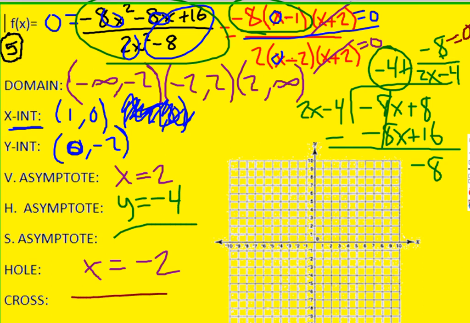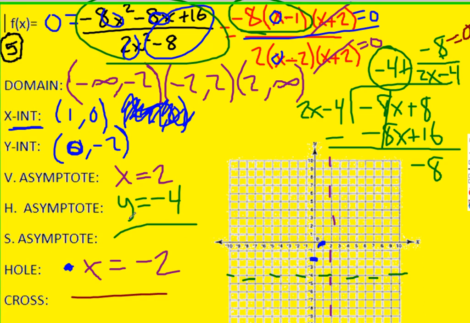So I have intercept points at 1 comma 0 and 0 comma negative 2. Those are the only points that we have. Actually, we're going to have another point with the hole. We'll talk about that in 1 second. We have a vertical asymptote at x equaling positive 2. We have a horizontal asymptote at y equals negative 4. So I'll try to draw at y equals negative 4.